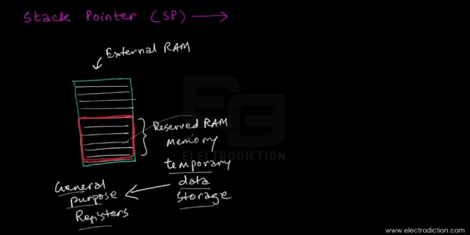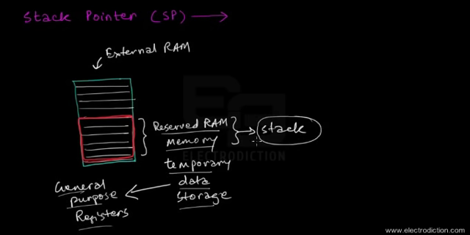This entire process of reserving RAM memory space for temporary data storage is referred to as creating a stack. And this reserved RAM memory space is what we call a stack. So we can define a stack as a collection of reserved external RAM chip 8-bit registers. If we reserve some RAM memory space and use it for temporary data storage, that is what we call a stack.